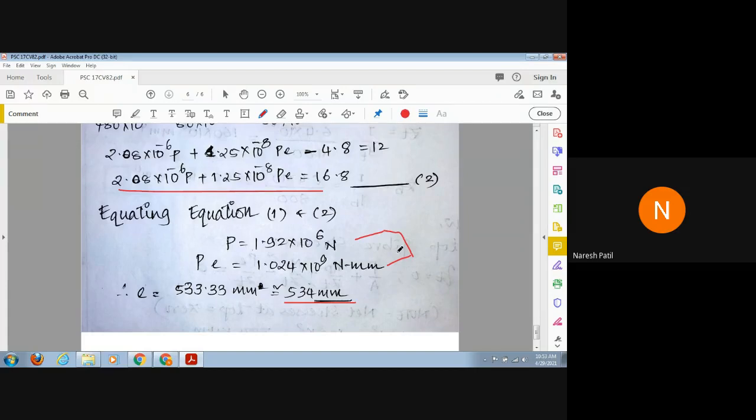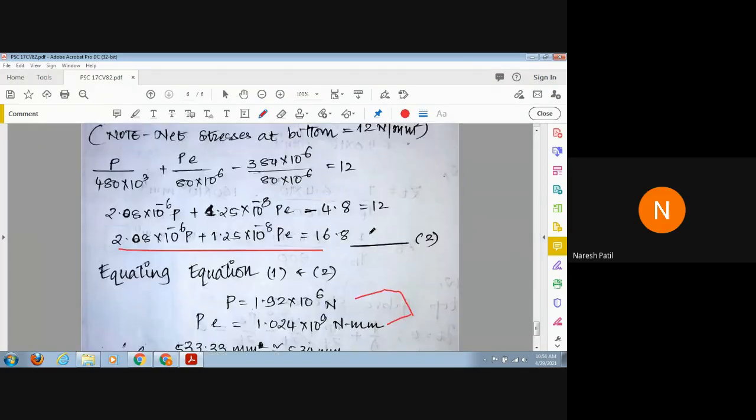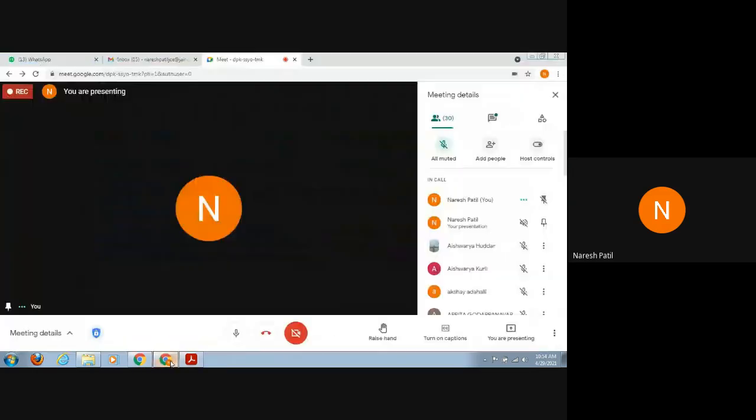The cross section of the beam is given. Then the final stresses in the beam were given, top fiber stress and bottom fiber stress. Two things are given and two things are not given that we need to find out. The two things given are the stresses; we have to equate to those stresses and find out P and E. The question is very simple here. Do you have any doubts? Ashwarya Hudar, clear? Yes, sir.